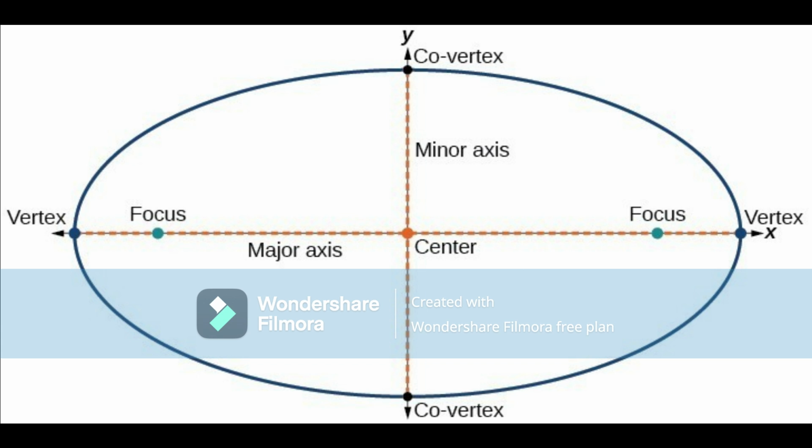So the major axis connects the vertices of the ellipse, and when we apply that concept to the minor axis, the minor axis connects the co-vertices of the ellipse. So the diametrically opposite points on the minor axis are called the co-vertices, and the diametrically opposite points on the major axis are called the vertices.